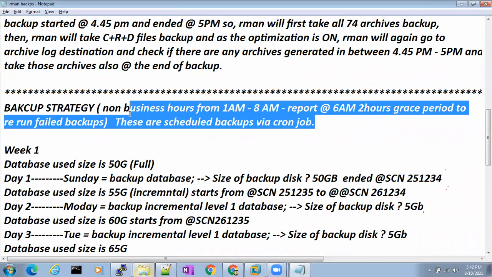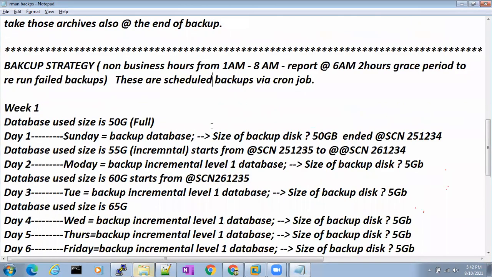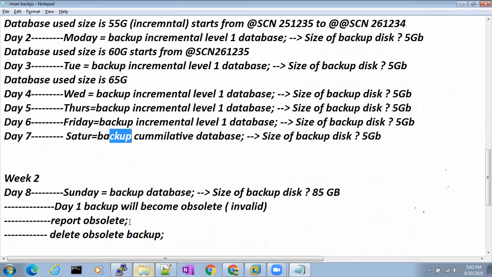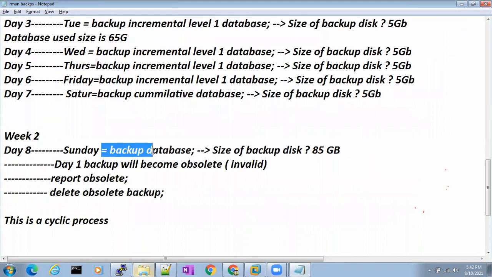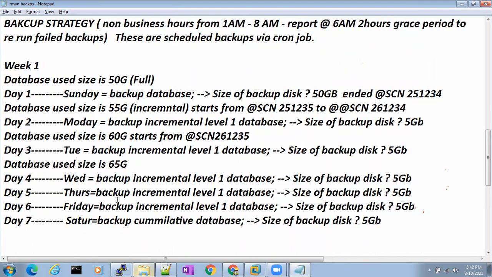So this is what the cron job is. These are scheduled in cron job, so it will pick up the schedule every day at what time the backup has to start. Every day at 1 a.m. the backup has to start and it will start the backup. Which backup will it start? Sunday it will start full database backup. Monday it will start incremental backup. Tuesday incremental, Wednesday incremental, Thursday incremental, Friday incremental, Saturday cumulative, again Sunday full backup. This is a cyclic process. This is the RMAN backups.